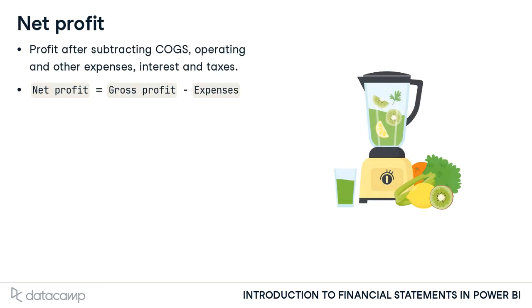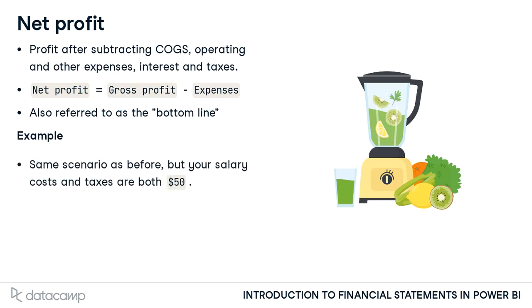Net profit is the profit earned by a company after subtracting COGS and expenses. A simplified formula for net profit is thus gross profit minus expenses. Net profit is often referred to as the bottom line because it's positioned at the bottom of the income statement. If we subtract 2 times $50 from our previous example, one deduction for salary and one deduction for taxes, we arrive at a net profit of $200.